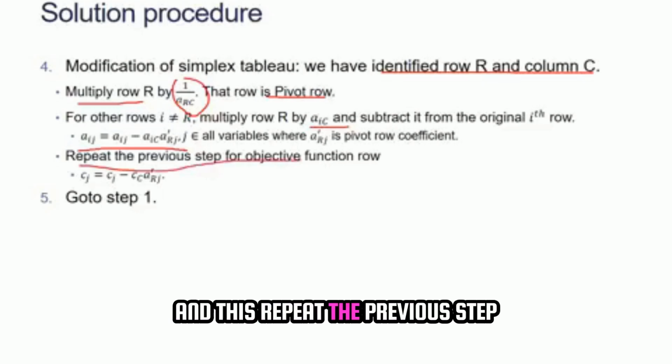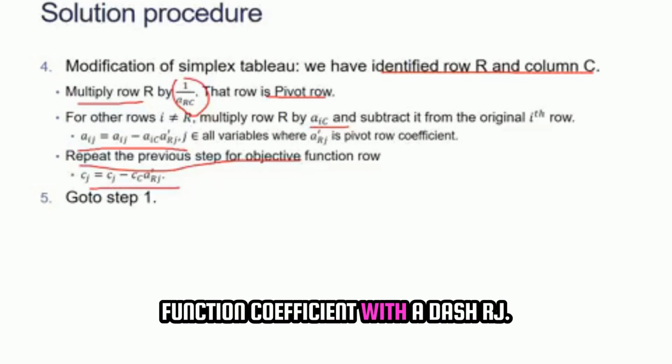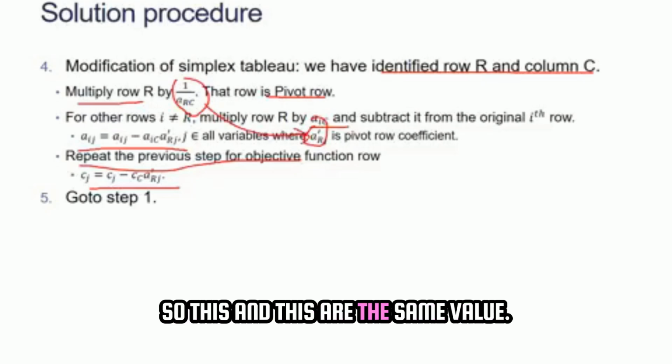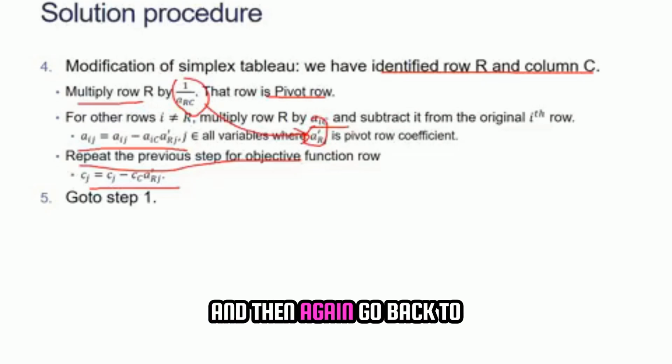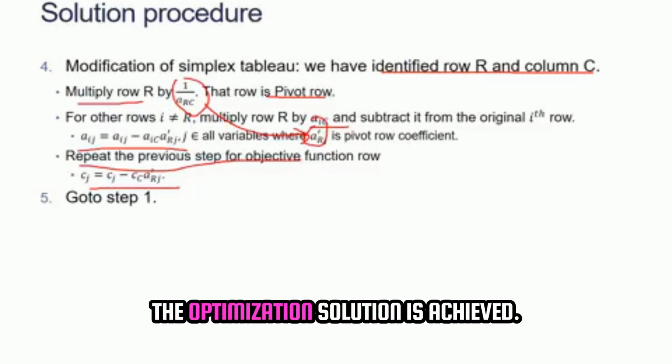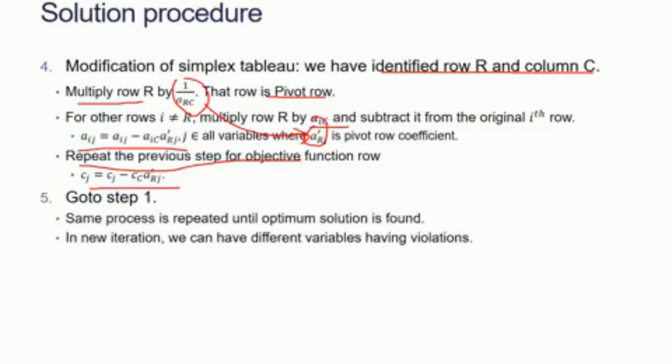And repeat the previous step for the objective function also. Just subtract from the objective function coefficient with a dash rj. A dash rj is nothing but 1 by a_rc. So this and this are the same value. And then again go back to step one and solve it. If all the basic and non-basic variables are within limit, then the optimal solution is achieved, or else we'll keep on iterating till the optimal solution is achieved.